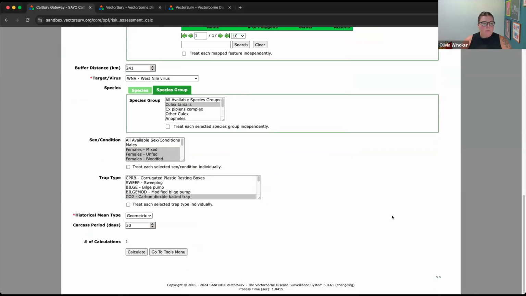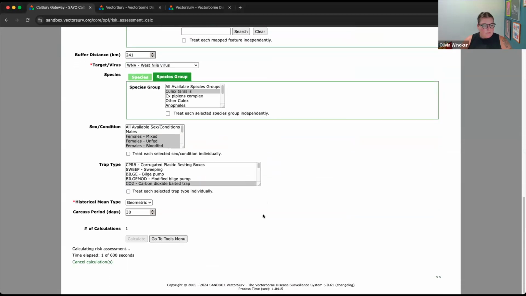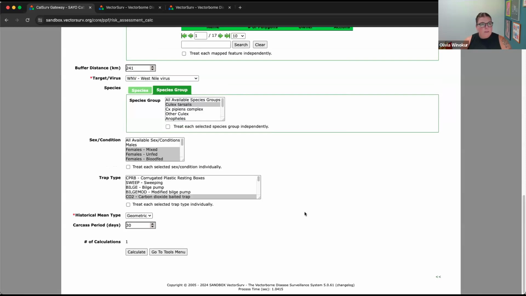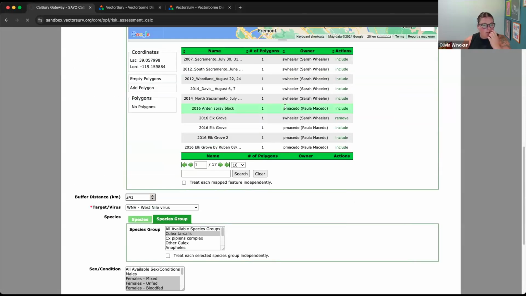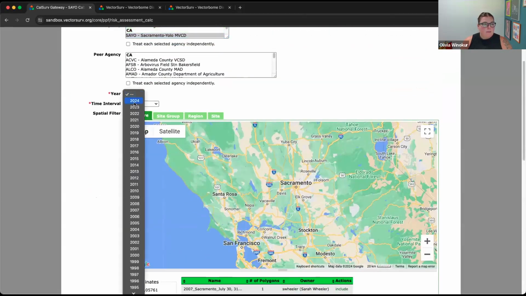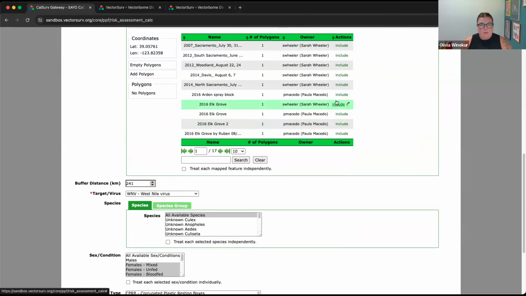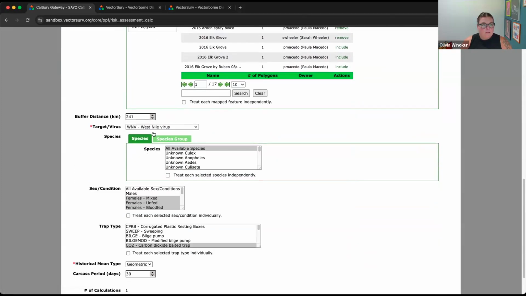I'm confused by why it started and stopped. That was weird. I don't know why it's just stopping. We're going to reload real quick. Year 2023, half month, Grove. I'm going to include another species group, Tarsalis.